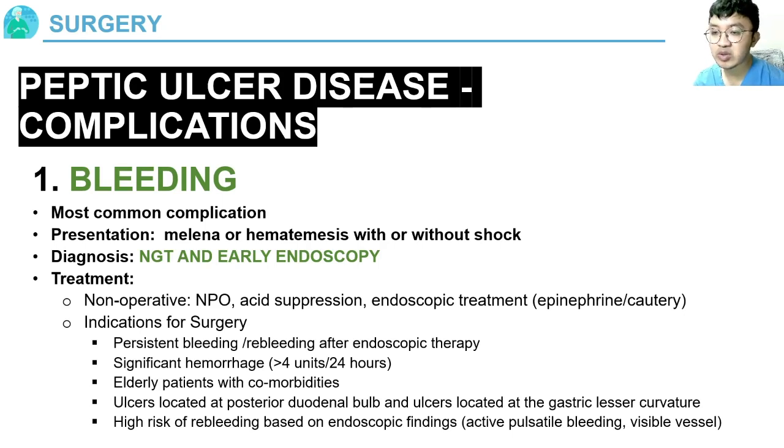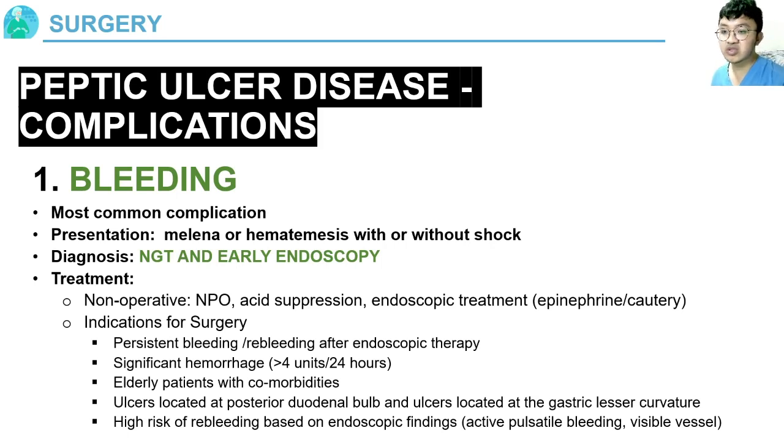So how do you diagnose peptic ulcer disease? Bleeding, insert an NGT. If you aspirate it and you see bleeding, you proceed to endoscopy. It's very important to understand that endoscopy is not only diagnostic, it's also therapeutic. For a patient who has bleeding peptic ulcer disease who is stable, you can place the patient on NPO. You can suppress the acid production of the stomach by using proton pump inhibitors, or you can do endoscopic treatment, which is less invasive than surgical treatment, by use of epinephrine or cautery.